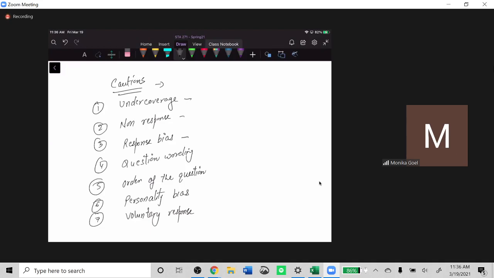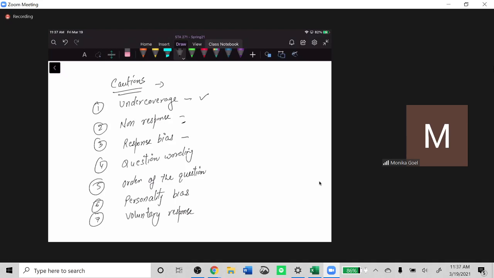When we talk about undercoverage, when you are conducting a sample survey, some are left out of your sampling frame, or you can say the list from which the sample is chosen. That is undercoverage. And when we talk about non-response, it means that you are selected in the sample, but you refuse to answer the questions, or you refuse the survey. Or let's say you're selected in the sample, but you are not reachable when the survey was conducted. Maybe your phone number is changed, or maybe you're not available at that time.